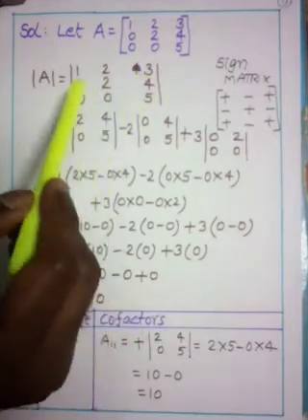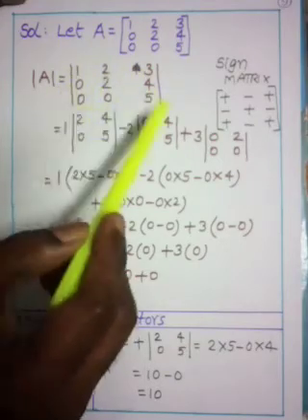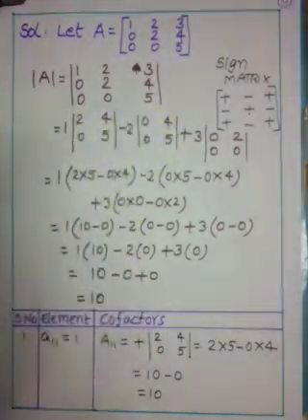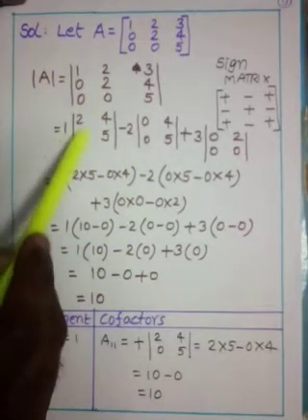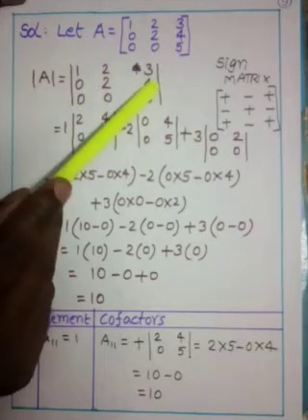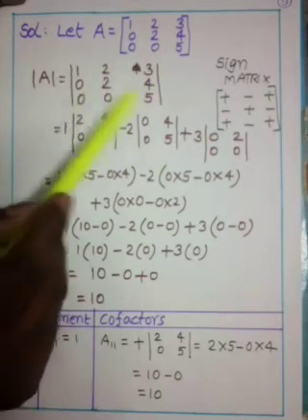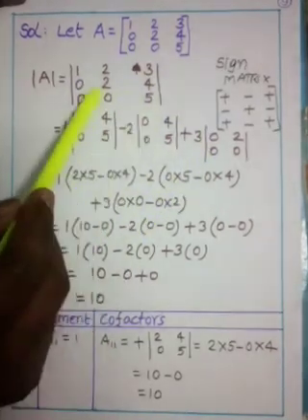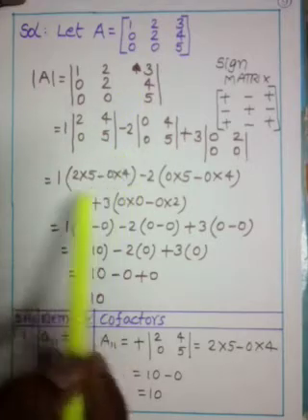We can expand this determinant along the first row or first column or second row or second column or third row or third column as we wish. Okay, my children. So 1 into the determinant of 2, 4, 0, 5 (closing that row and column), minus 2 into the determinant of 0, 4, 0, 5, plus 3 into the determinant of 0, 2, 0, 0. I expanded the determinant of this matrix along R1. Understood, my dear children? Right.